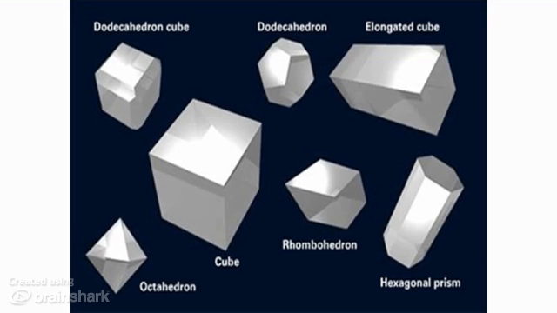What we see on this slide are different examples of crystals. All of these are crystals because, like I said, crystal in this case really refers to a shape. There are different shapes that you can see here.